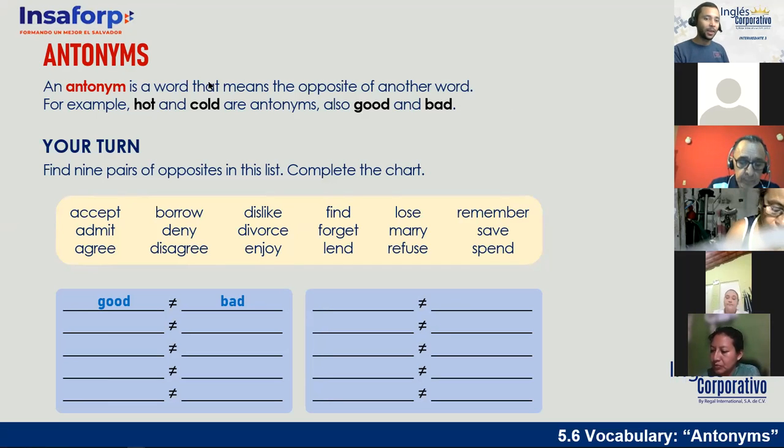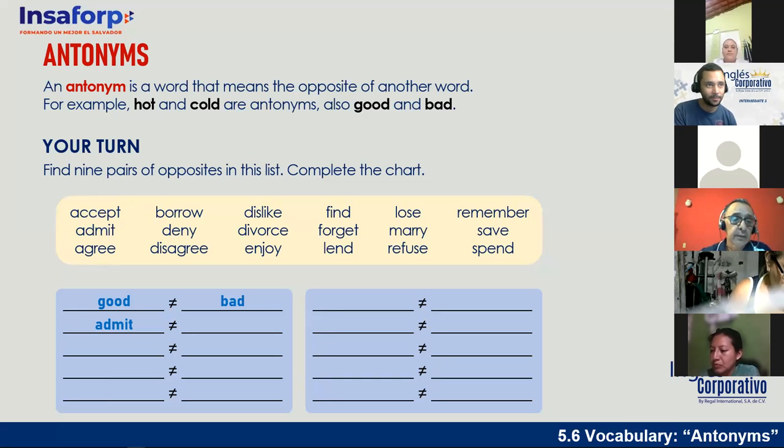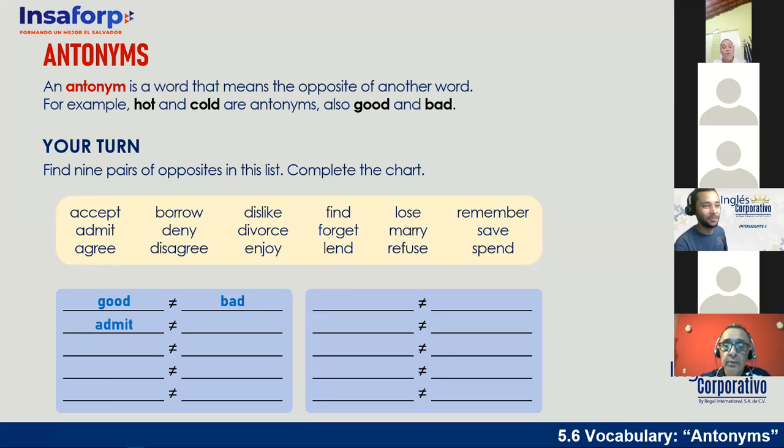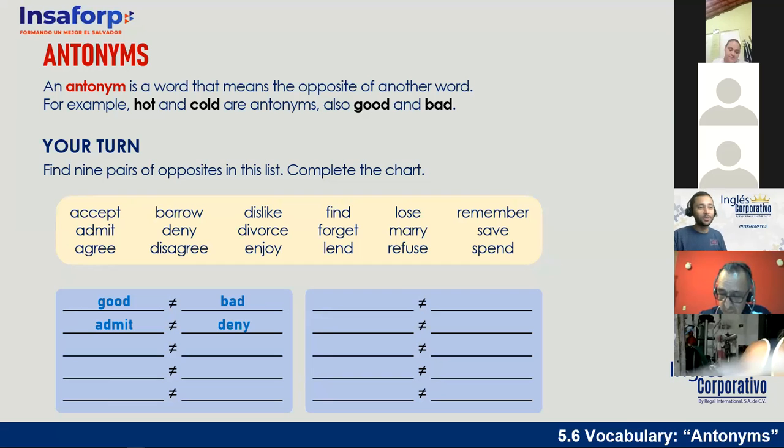Okay, everybody. So it's your turn. Find 9 pairs of opposites in the list. Complete the chart. So you have good and bad. What about admit? What's the opposite of admit? Jenny? Refuse. Not exactly. It's a different one. Francisco? Deny. That's right. The opposite of admit is deny. Admitir, negar. Okay, there you go.